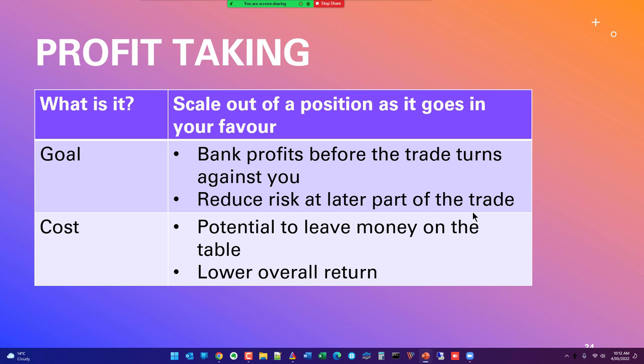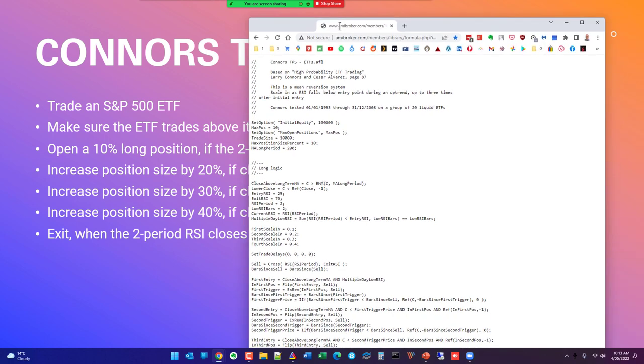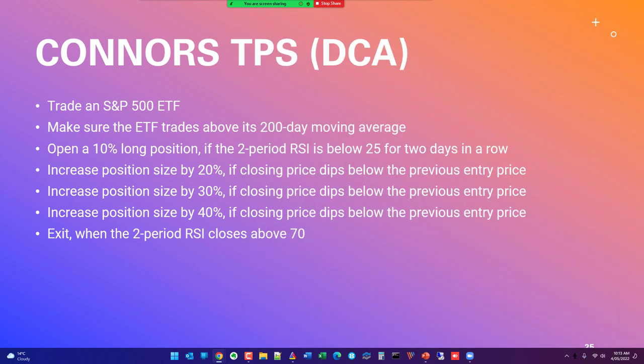So let's have a look at a practical example of that just before we wind things up. We'll use Connors' TPS strategy, which is basically a dollar cost averaging mean reversion strategy. Some of you may be familiar with it already. The code is readily available in the Amibroker knowledge base, and I will post a link to that at the end of the presentation.